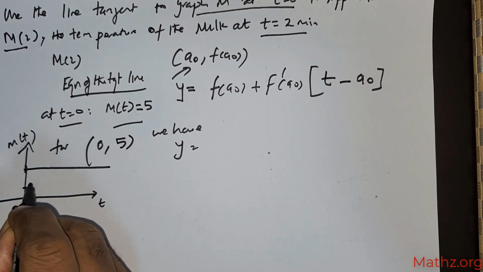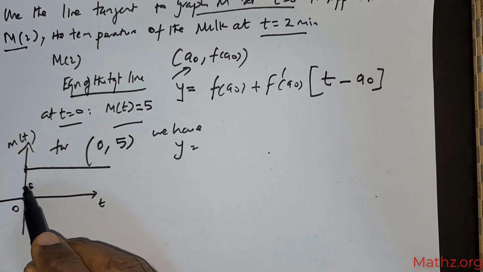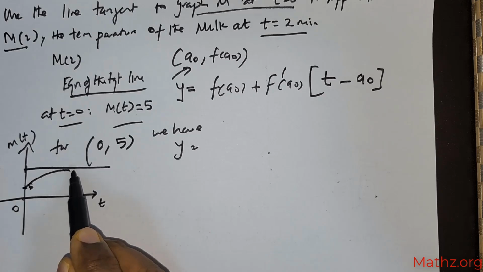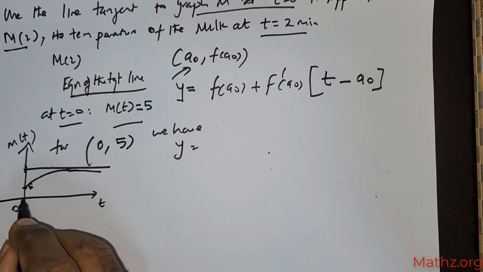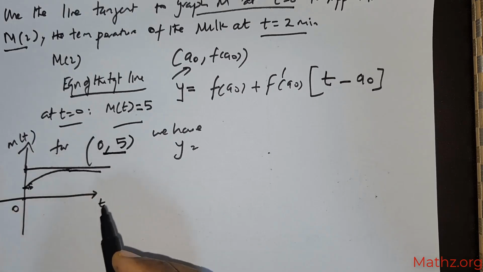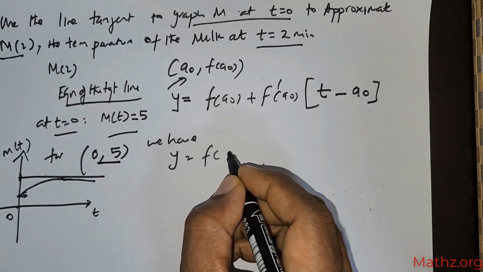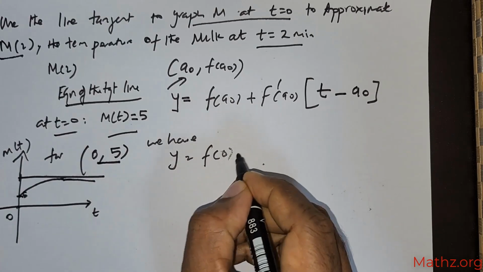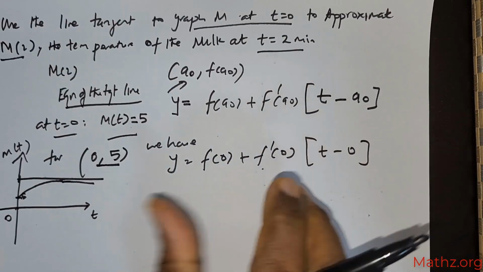Now at t equals 0, we are given this point, and the graph is actually hitting like this. It's an asymptote, so it's just an approximate figure, there is no touch there. At this point we know the value, so that's exactly what I'm placing here. So f of a naught is going to be my f of 0 plus f dash of 0 times t minus 0. So this is the setup.